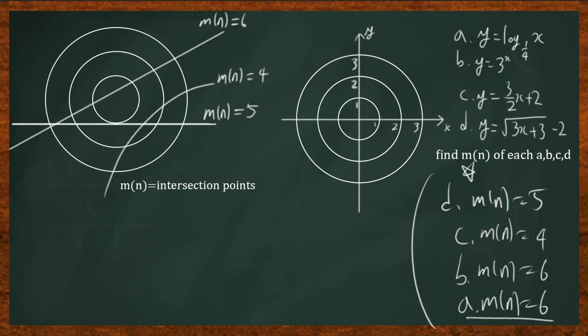The answer will be A equals 6, B equals 6, C equals 4, and D equals 5.